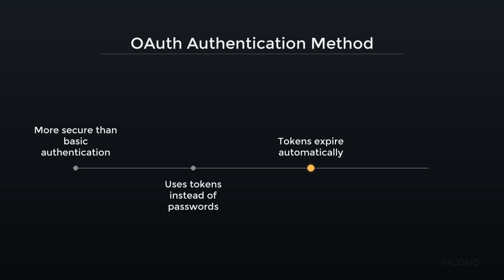Tokens expire automatically. This means OAuth access permissions have a limited lifespan and stop working after a set time. For example, a temporary guest Wi-Fi pass at a hotel is valid for 24 hours, after which it becomes invalid. This automatic expiration is a fundamental security feature that protects access.